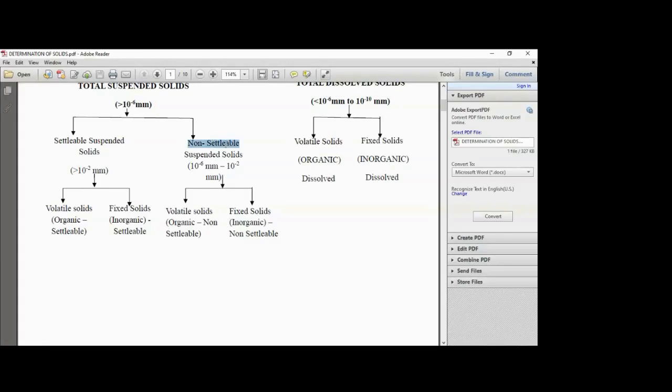Similarly, in non-settleable solids also there can be the same category, that is your volatile solids. Your volatile solids can be organic and non-settleable, and your fixed solids can be inorganic, non-settleable, right? So I hope you are understanding this as well. Both your settleable and non-settleable solids can be categorized as volatile solids and fixed solids. So here the characterization remains the same.